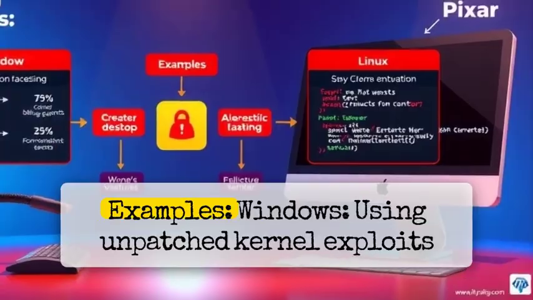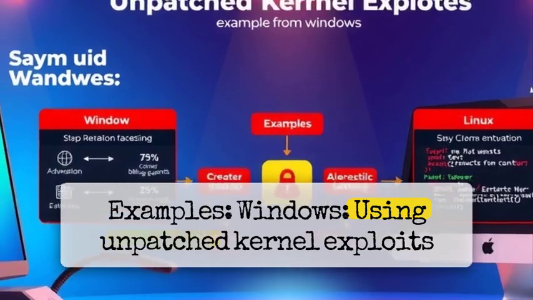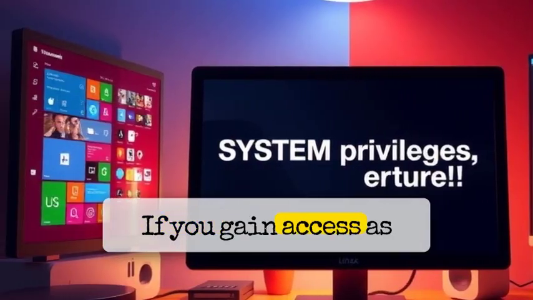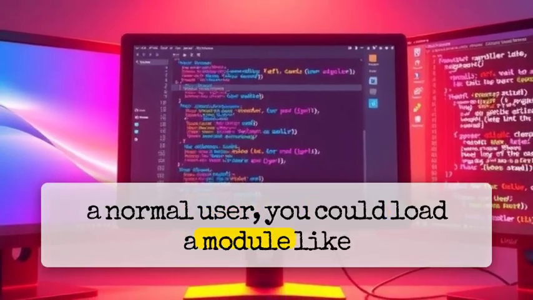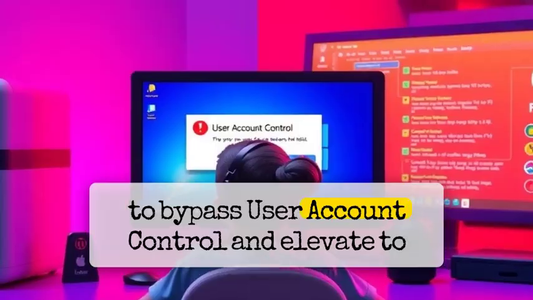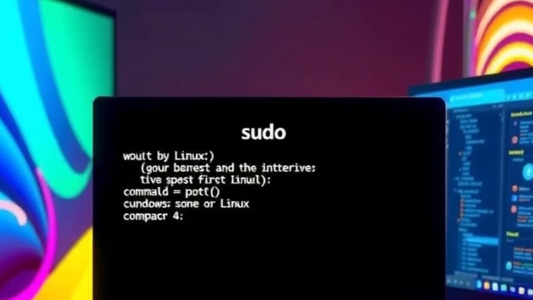Examples: Windows, using unpatched kernel exploits to get SYSTEM privileges. If you gain access as a normal user, you could load a module like exploit/windows/local/bypassuac to bypass User Account Control and elevate to administrator.